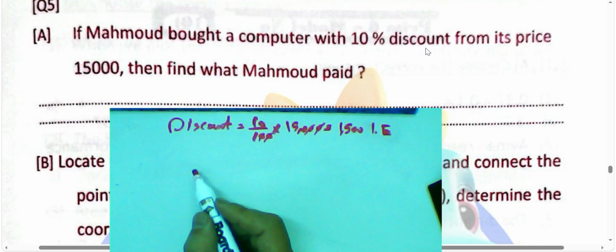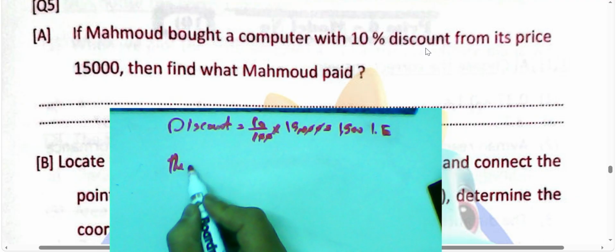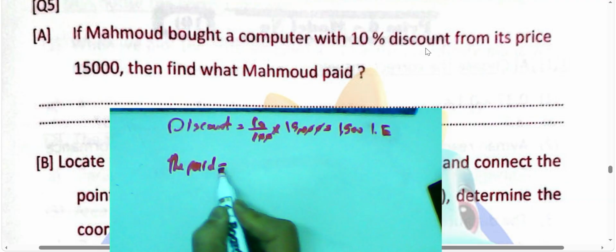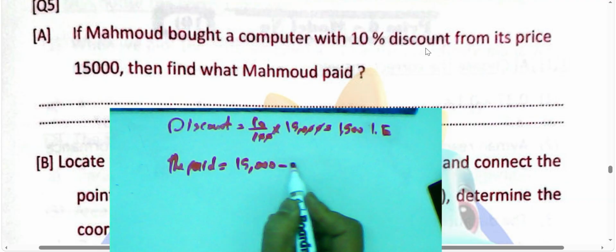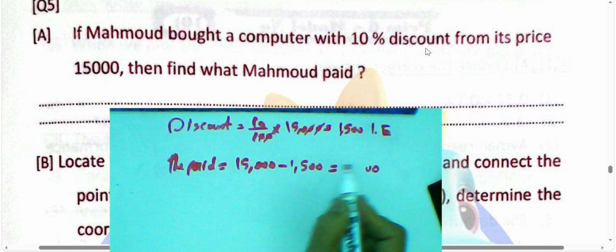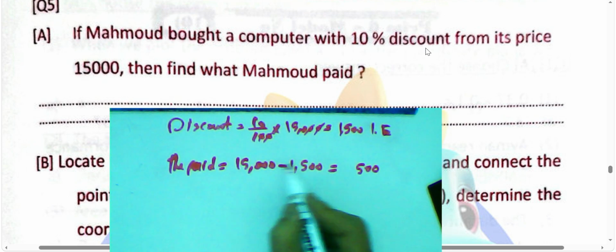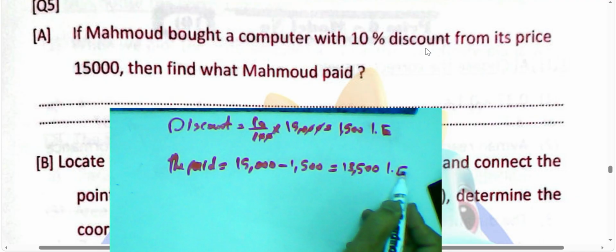Okay, this is the discount. Then what Mahmoud paid equals the total, 15,000, minus 1,500. Subtracting, the result will be 13,500 Egyptian pounds.